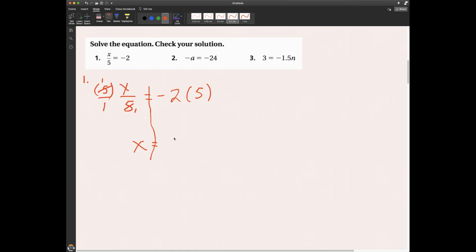And then on this side I have negative 2 times 5, which is negative 10. Remember, these have different signs. You get a negative answer when you multiply or divide.